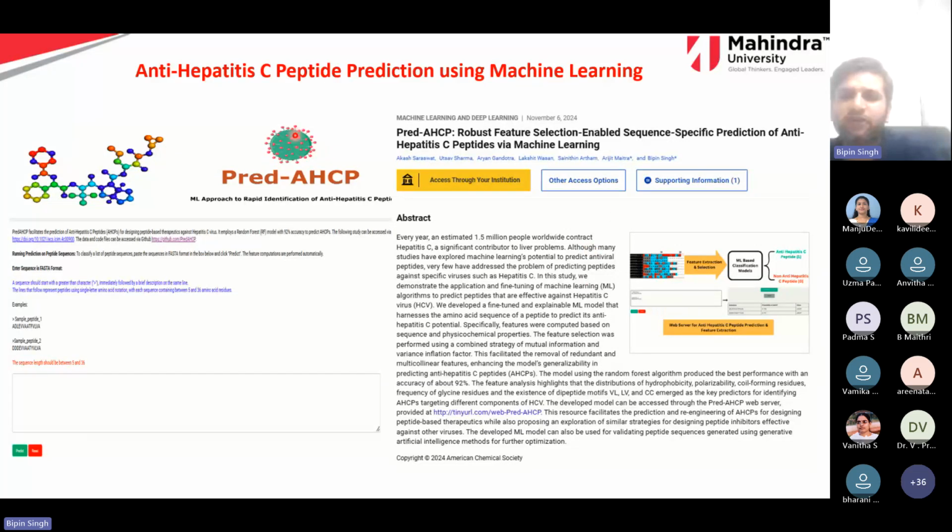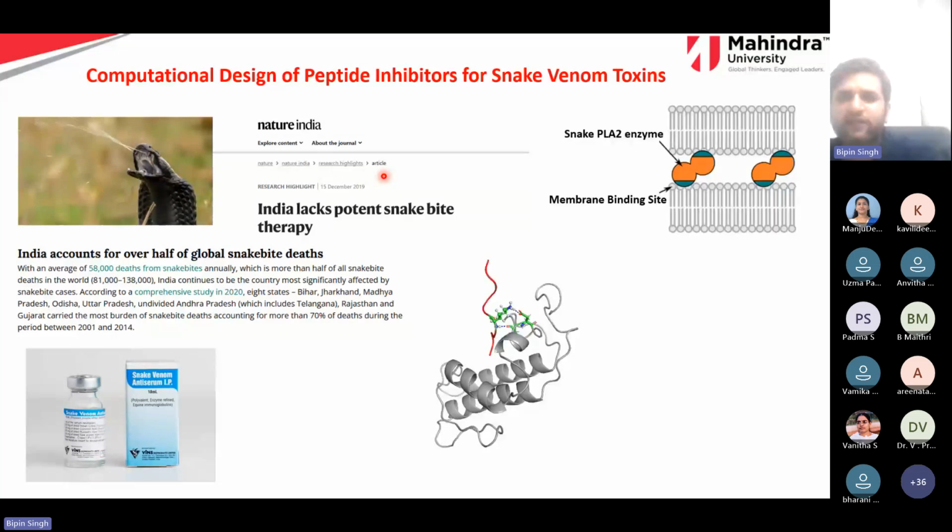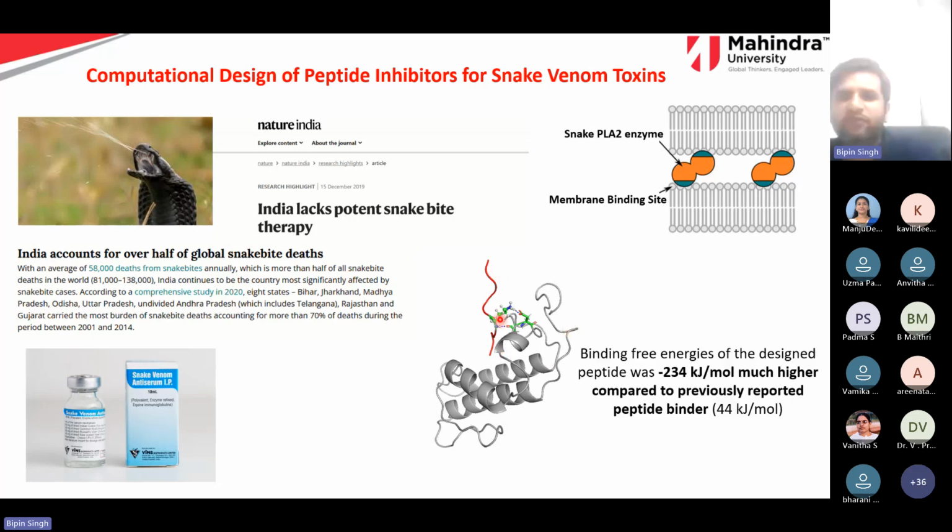So these are the work from my own research group. We have developed this machine learning based server to screen peptides for anti-hepatitis C. We are also working on snake venom toxin. We have recently designed certain peptide inhibitors for targeting snake venom toxins, because snake bite is a huge problem in India. We are working on designing novel peptide inhibitors which can target different enzymes in snakes, and it's a very complex and challenging problem.